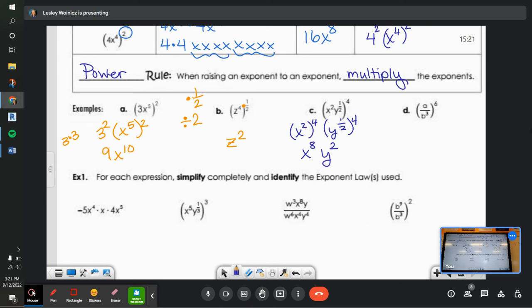Okay, so everything in these parentheses in part D is also getting raised to the 6th. So I'll have a to the 6th, and I'll have b to what power? 18th. Good. Okay, we're not going to do all of these. We're going to do a couple, and then I'm going to turn you loose and give you back your tests.